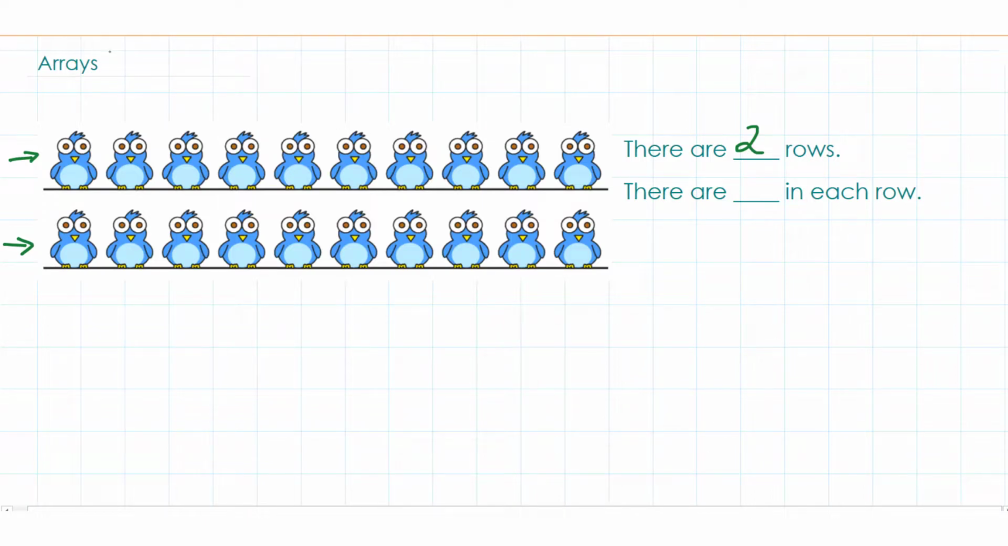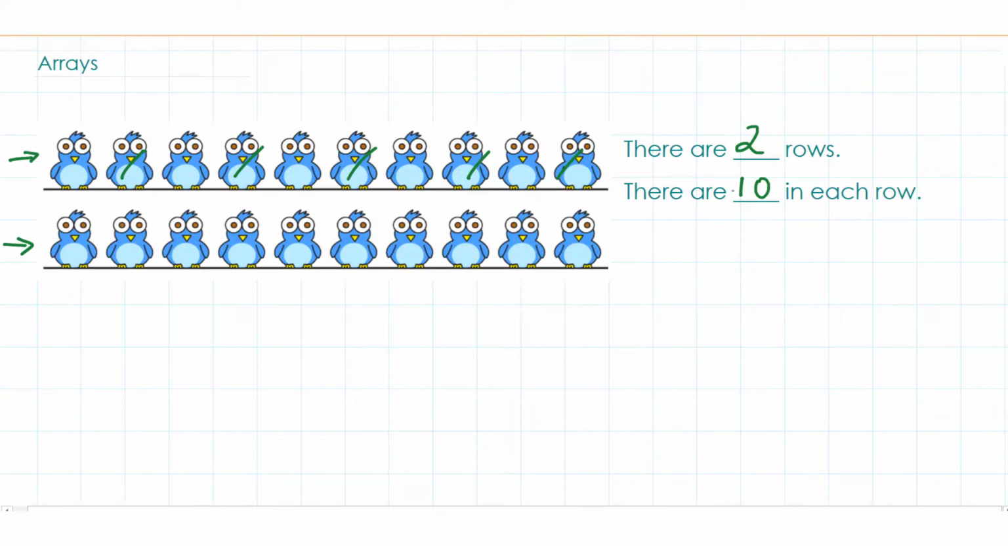Well, there's quite a few. I might count in 2s because it's quicker. You can count with me. 2, 4, 6, 8, 10. So there are 10 in each row.